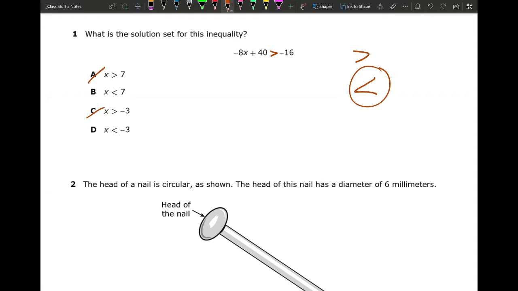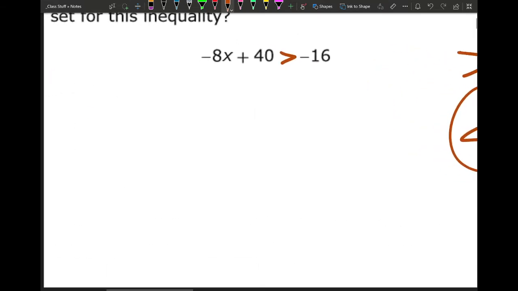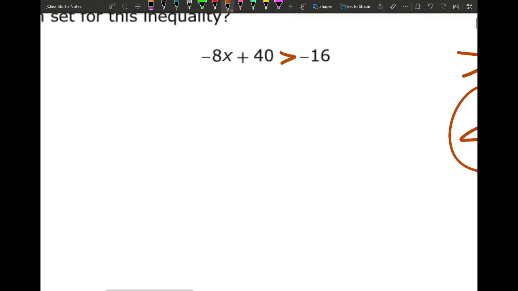At this point, you can either take the 7 and the negative 3, put it in place of x, and see which one gives you the solution to negative 16, or you can just work the inequality as normal. So in this case, we have negative 8x plus 40 is greater than negative 16. I'm just going to go ahead and solve for x. My first step is going to get rid of the 40 by doing the opposite, and what I do to one side, I have to do to the other side. This will cancel this out.